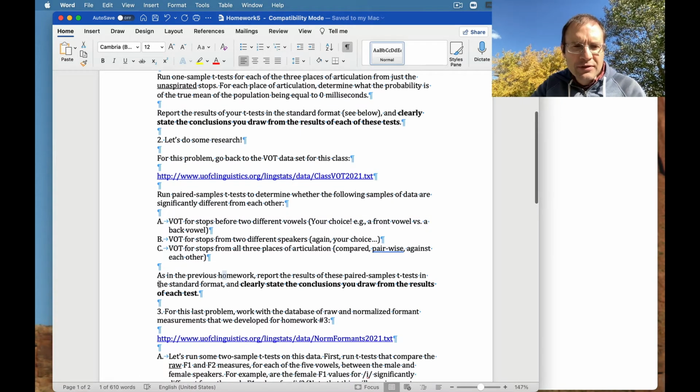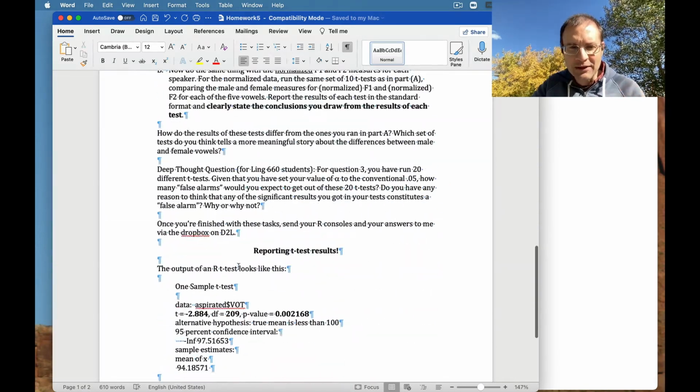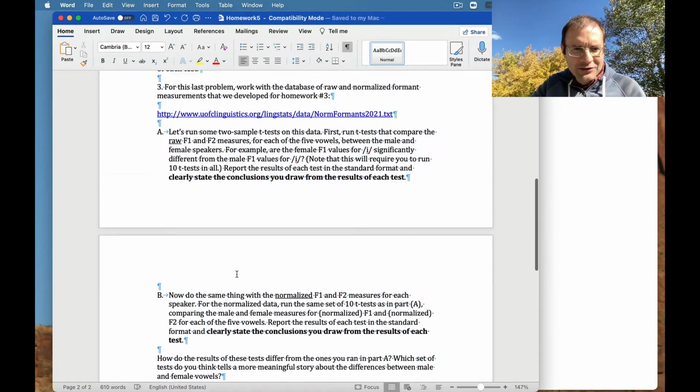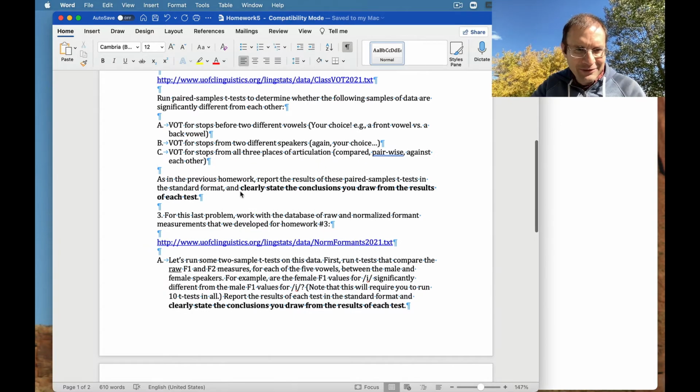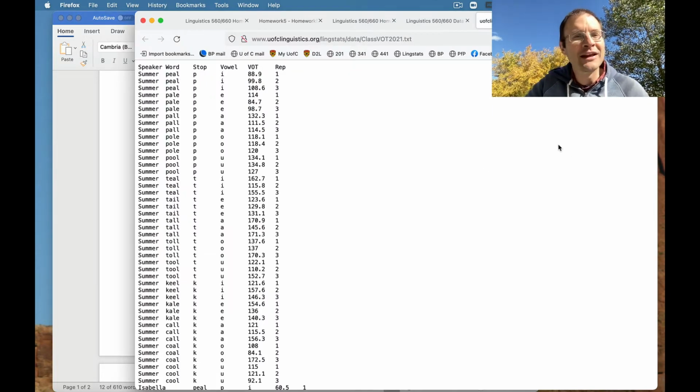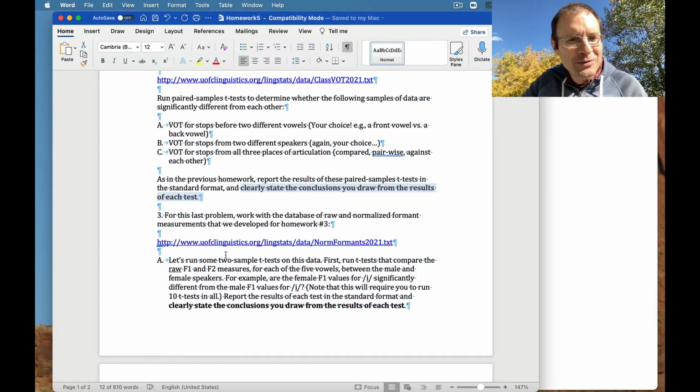And then once you're done with those, you report the results of your paired samples t-tests in the standard format, like down here. And then also tell me what they mean. Clearly state the conclusions you draw from the results of each t-test so that I know what they mean with respect to the data that we're playing around with here. Okay, that's it for question 2.